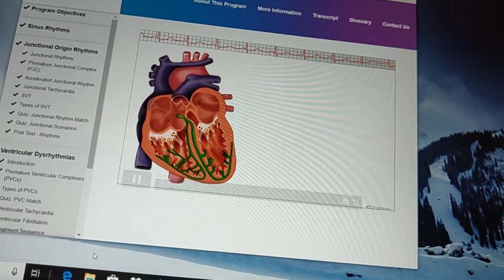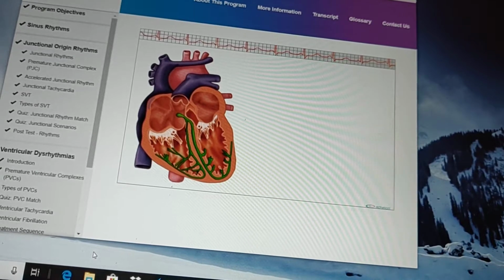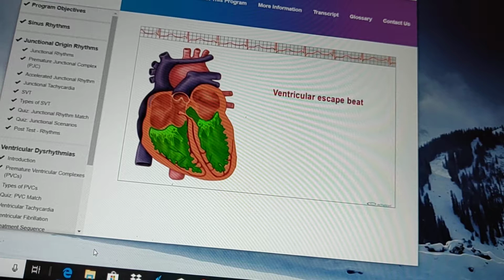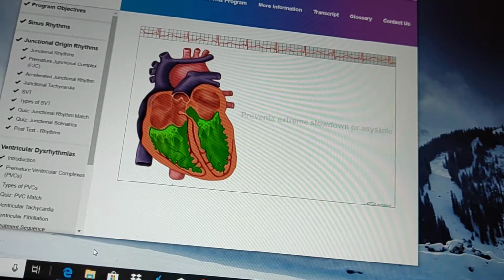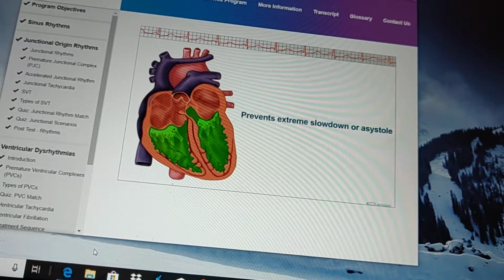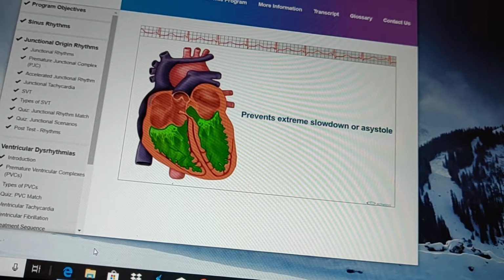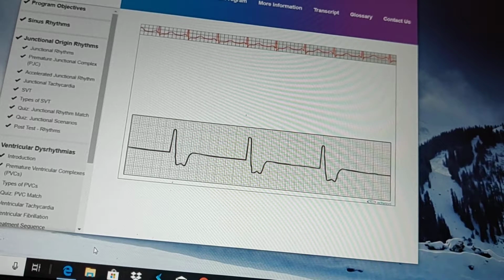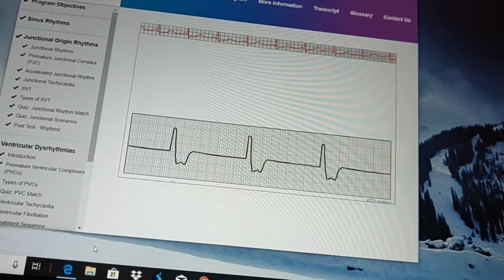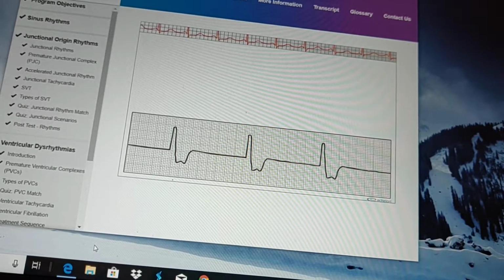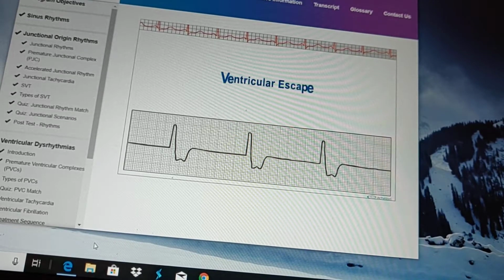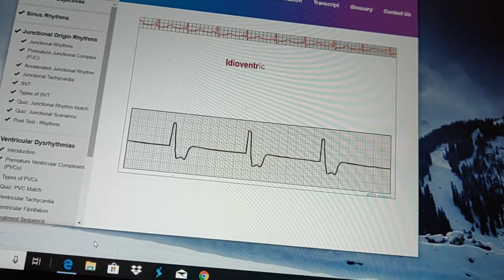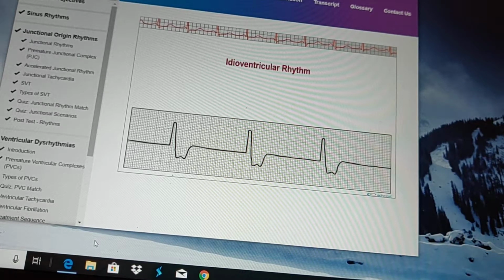When the supraventricular pacemaker fails to fire an impulse, an ectopic area in the ventricle initiates a beat called a ventricular escape beat. This beat actually prevents a more extreme slowdown or asystole from taking place. When a patient experiences 3 or more consecutive ventricular escape beats at 20 to 40 beats per minute, the patient is experiencing ventricular escape, which is also called idioventricular rhythm or IVR.